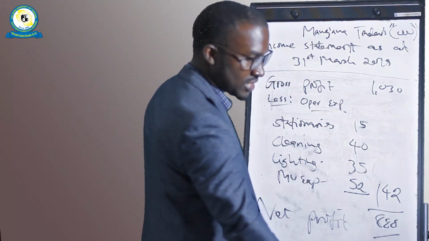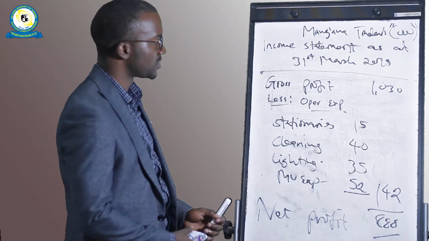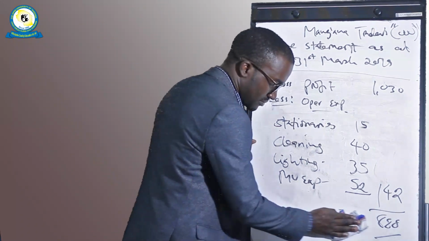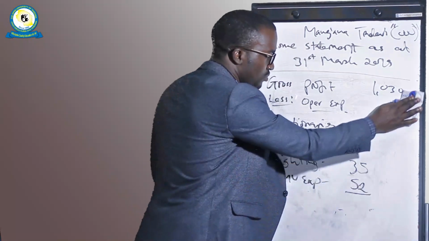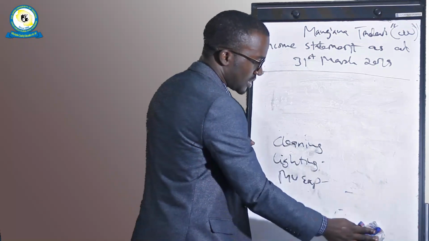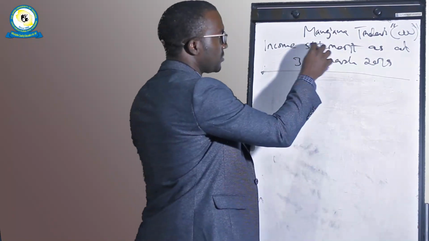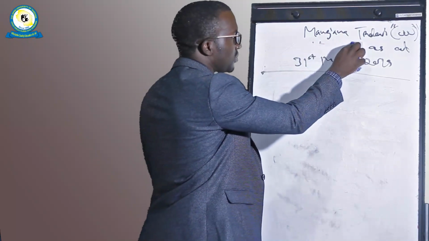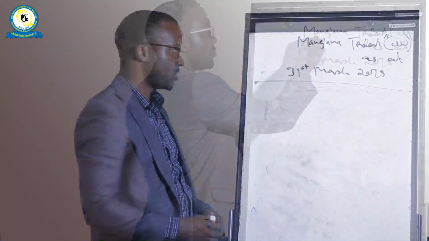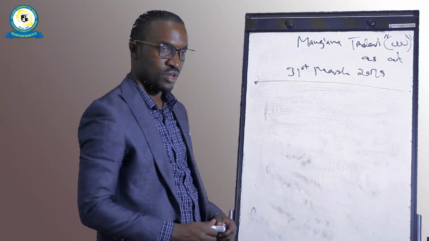Now let us use the same figures to come up with another statement, which is the balance sheet. Remember, the balance sheet elements that you're supposed to have are assets, liabilities, and capital. I'm going to wrap here. You're still going to have your name here, the name of your company or the name of your organization, for example.